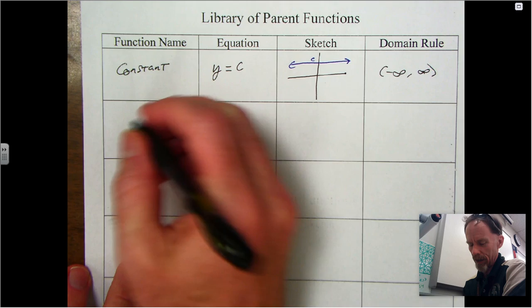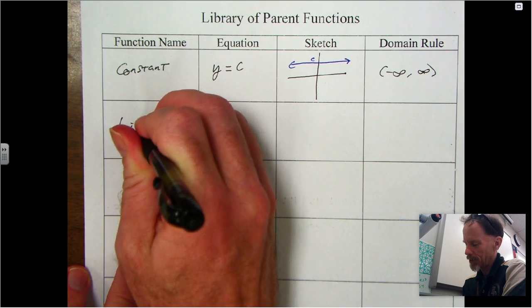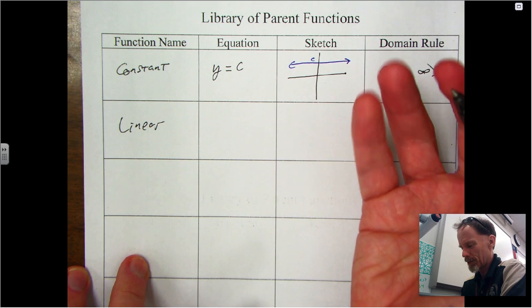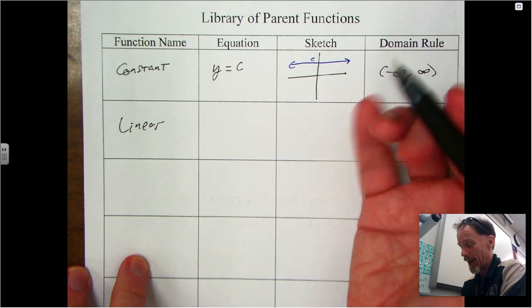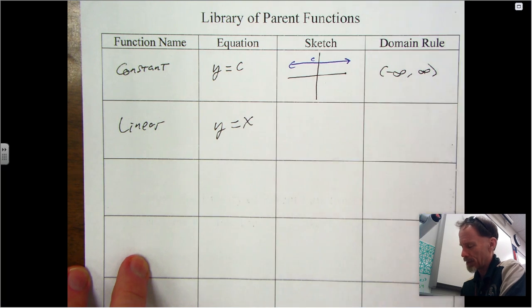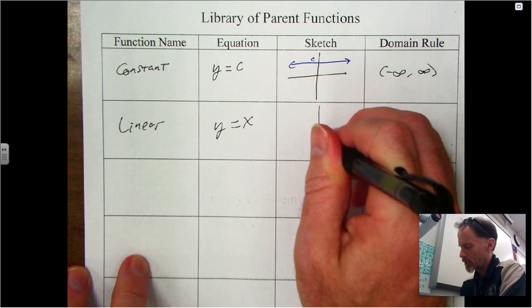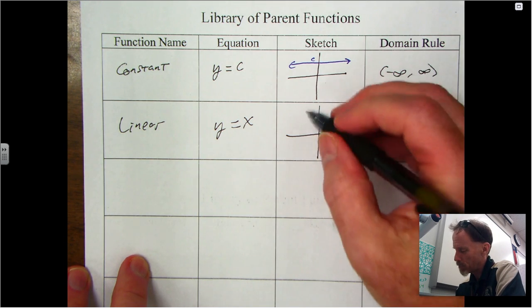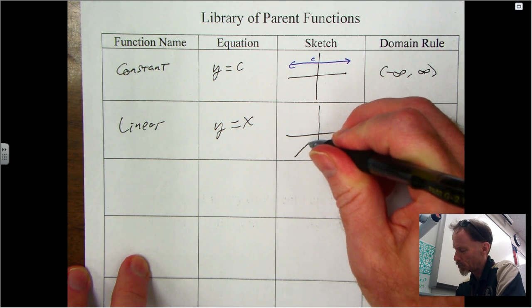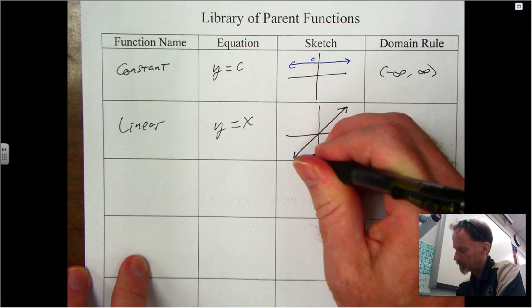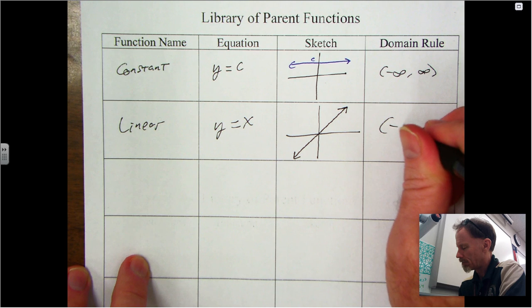Next one, did a lot of this in Algebra 1, is the linear function. Standard form of that is just y equals x. That's kind of the parent function. So again, this is also a line, but the parent function y equals x goes through the origin and has that slope of 1. And again, the domain is all real numbers.